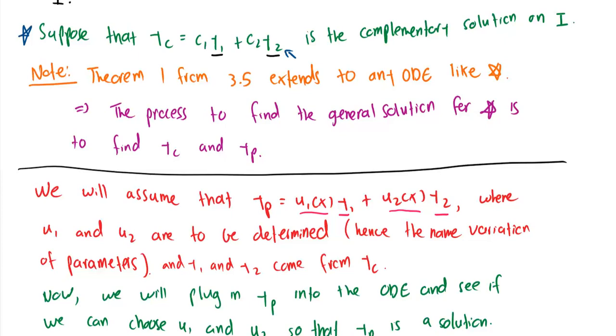We're using the information we have, y1 and y2, and we want to be able to vary some parameters here. And in this case, the parameters are not constants. They're functions of x, in this case u1 and u2, so that when we plug this into the ODE, y sub p doesn't go to 0. And that is why this method is called the variation of parameters method, because we're hopefully going to vary u1 and u2 in a way that we actually get a particular solution to the ODE.